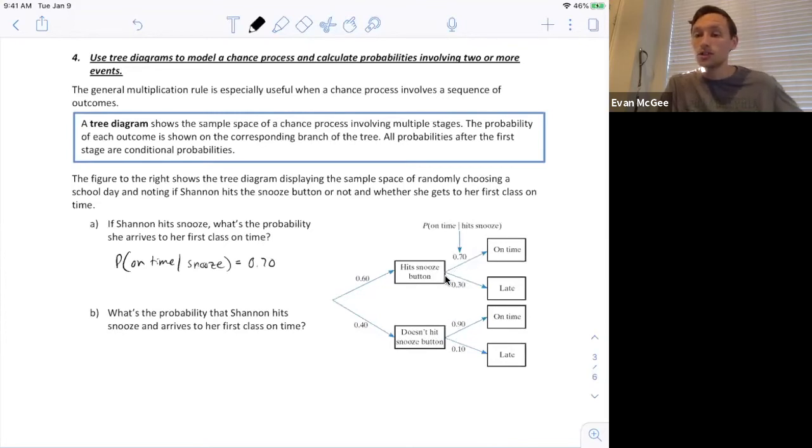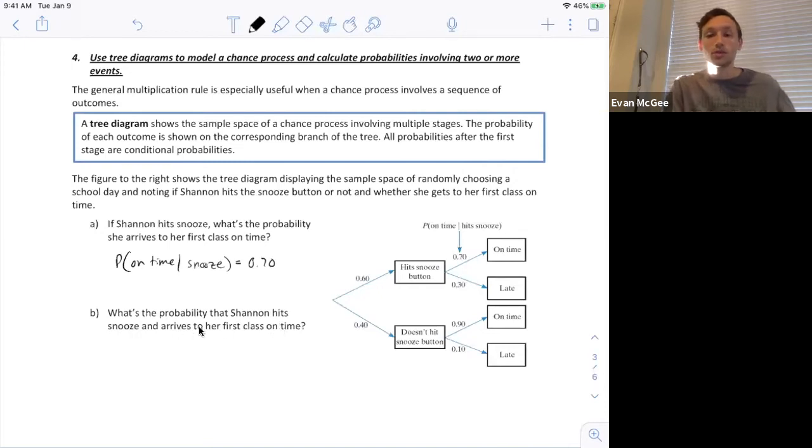The branches are always going to add up to 1 because she's either going to be on time or late if she snoozes. And she's either going to, 0.6 plus 0.4, she's either going to snooze or she's not going to snooze. There's a 100% chance one of those two will happen. And if this happens, there's a 100% chance that one of these will happen. She'll either be late or she'll be on time. So what's the probability that Shannon hits the snooze and arrives to her first class on time?